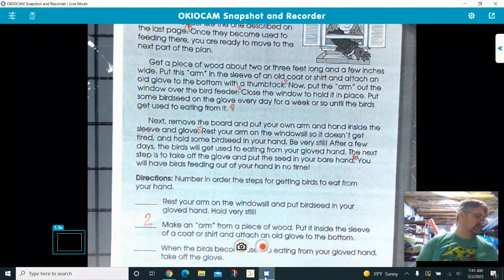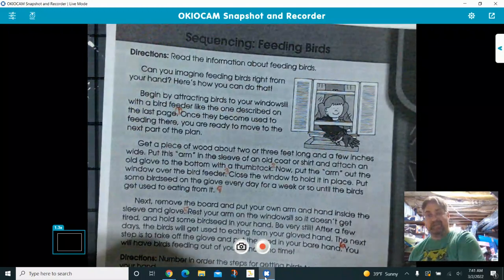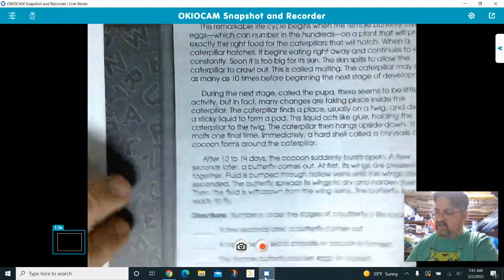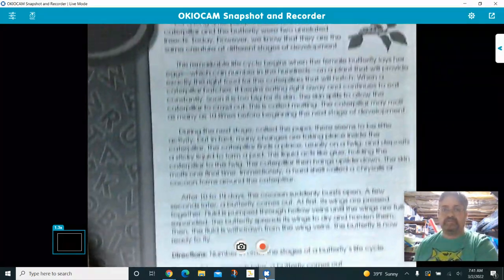I'm gonna throw this pen away because she's gone. It's empty. Okay, you guys do the rest of it on your own. Then I've got more sequencing with caterpillars.